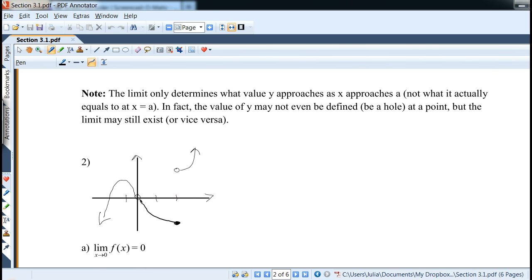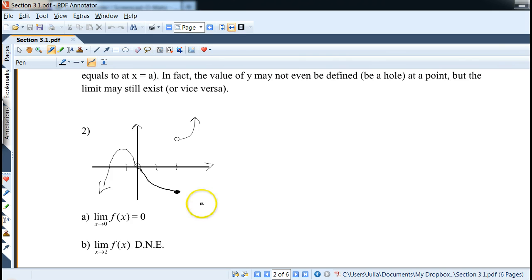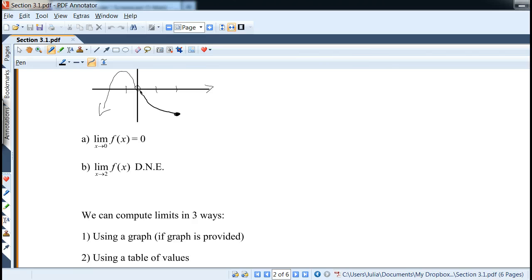However, at 2, later on, that one does not exist, because from the left, we're approaching, it looks like -1 or some negative value, and from the right, we're approaching some positive value. So both sides do not match, and the limit would not exist.